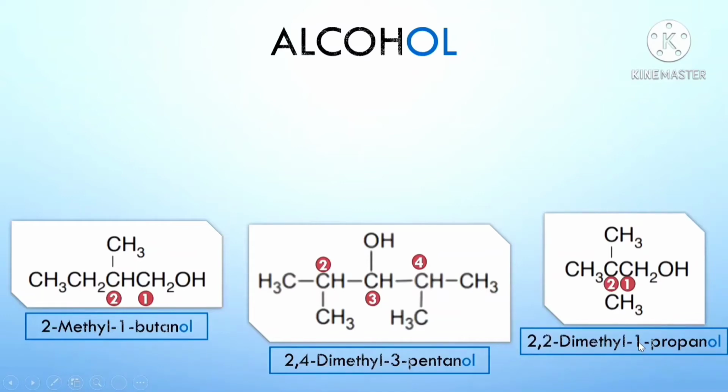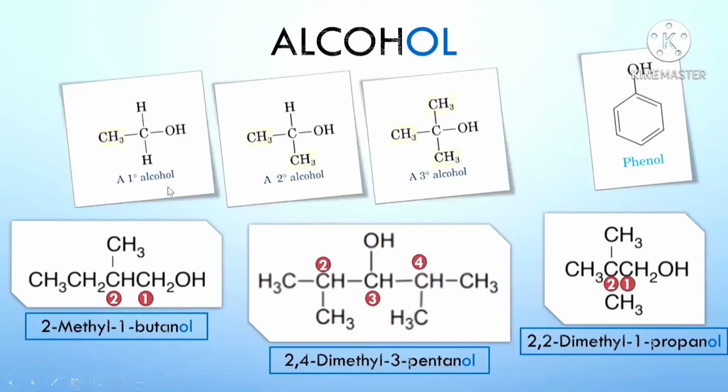It means that the parent chain is a propane with the hydroxyl group attached at carbon number 1, and there are 2 methyl groups attached at carbon number 2. A hydroxyl group attached to a benzene ring is called phenol.